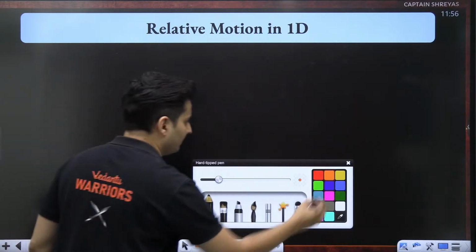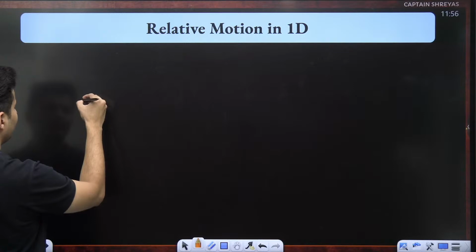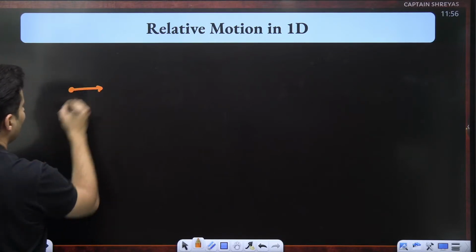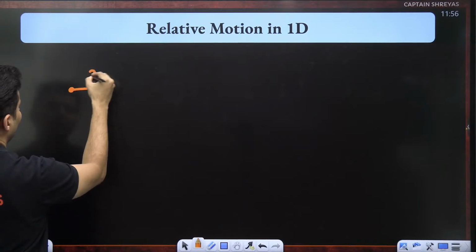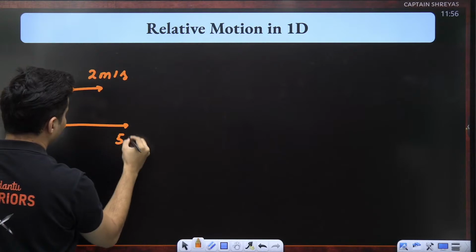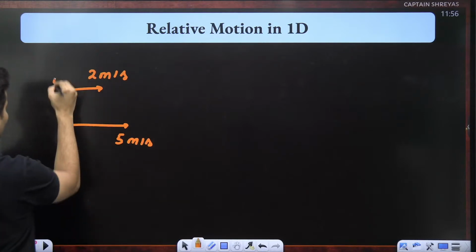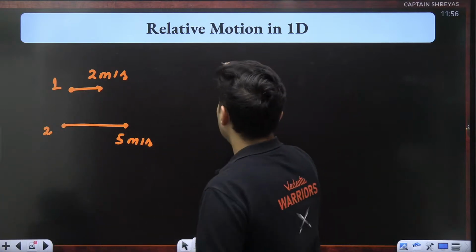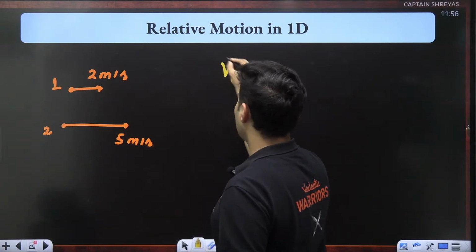So let me show you certain examples based out of this, and that will make things very, very clear. Say for example, there is something which is going over here at 2 meters per second, and another thing which is going at the rate of 5 meters per second. This is object 1, this is object 2. If you ask me, what is the velocity of 1 with respect to 2?